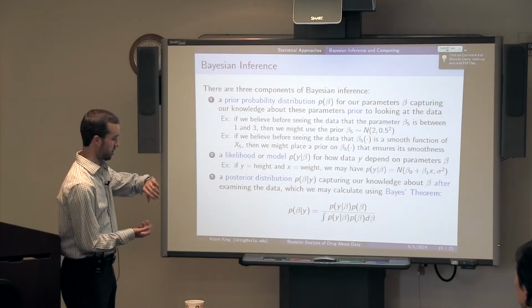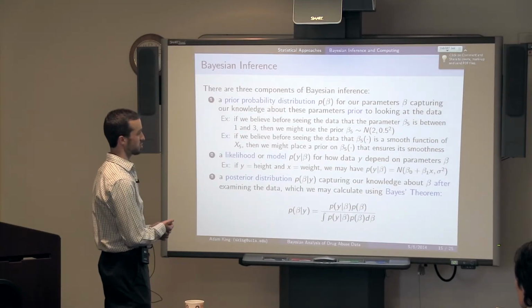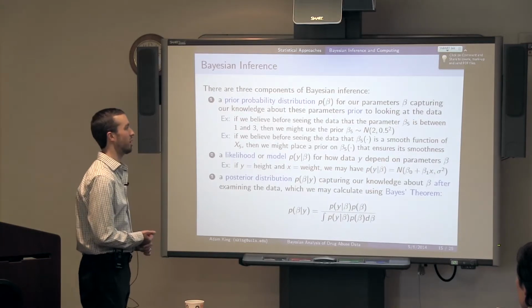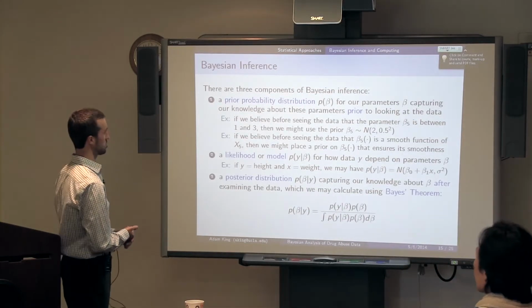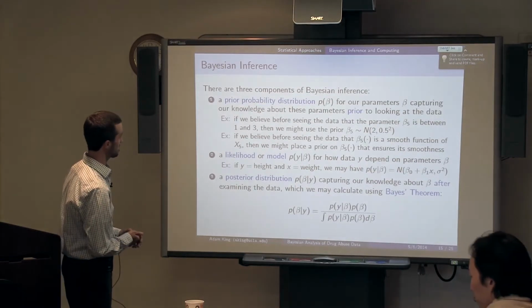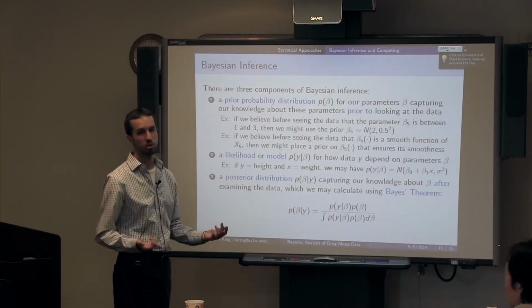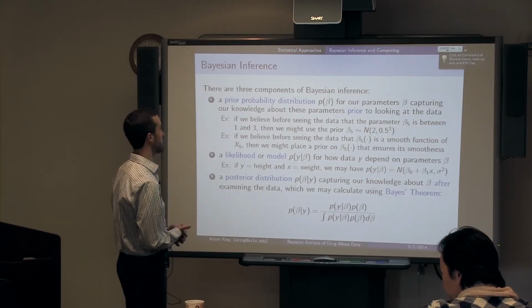Okay, so I want to very quickly go through Bayesian inference because I'm going to try to sell you on why it actually helps you do the computing. Bayesian inference in a nutshell has three components. The first is a prior probability distribution. This captures the information we have about the parameters of our model prior to having looked at the data.